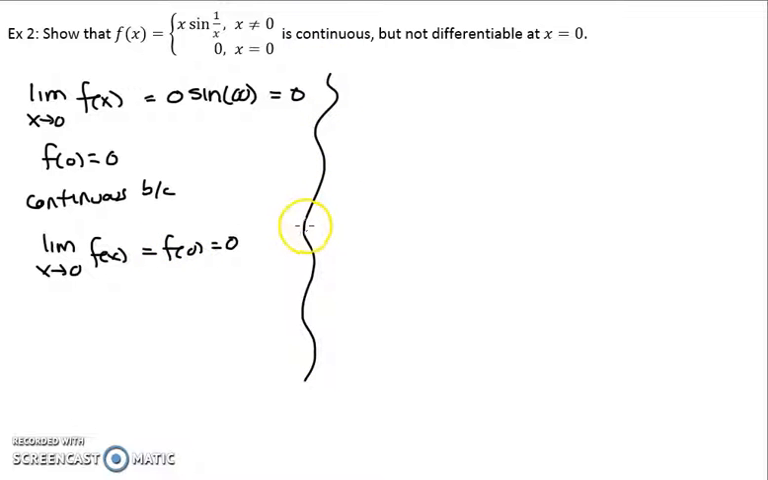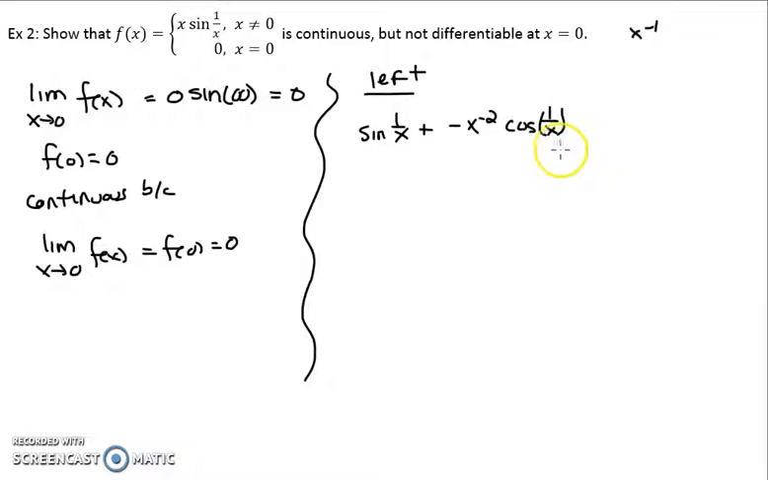Now looking at the differentiable part, the left-hand derivative is going to be, we have product rule here, so it's going to be sine of 1 over x plus, so this is x to the negative first power, right? So we're going to say negative x to the negative second times cosine of 1 over x times x. So there's our derivative on the left. The derivative on the right is just 0.